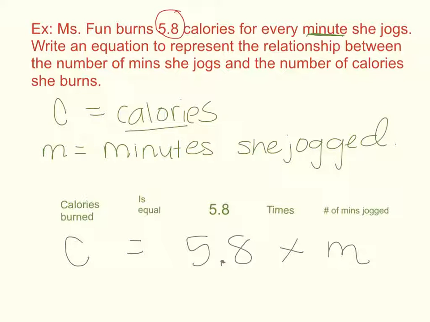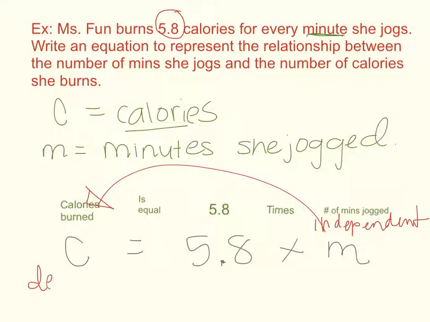So in this situation, our bossy variable, or our independent variable, is the minutes. This is our independent, because depending on how many minutes she jogs, that is what tells our calories how many she's burned. So this is our dependent. It depends on how many minutes she jogs. So if I would say, well, how many calories did Miss Fun burn? You would say, well, that depends on how many minutes she's jogged. So that's the difference between the independent versus the dependent variable.